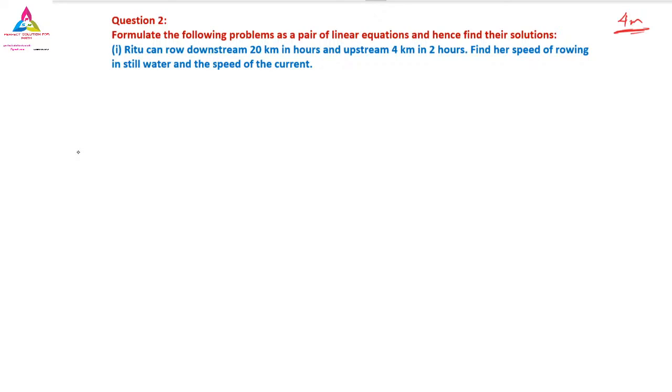See, before going to the question, I want to clarify your doubt. And here, when you will see, all of you concentrate here, don't write anything. Why I'm saying that is, here the question is not so simple. Ritu can row downstream 20 km in 2 hours and upstream 4 km in 2 hours. Okay, find the speed of rowing in still water and the speed of the current. So this is the thing, several things they have added together in two small sentences.